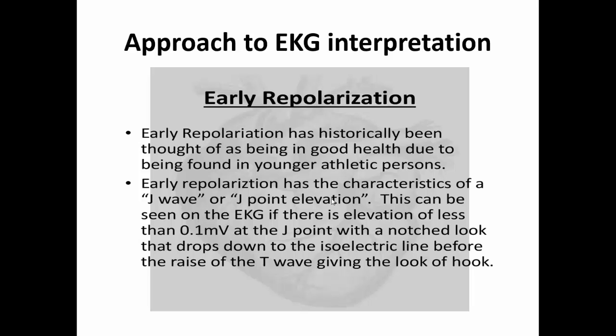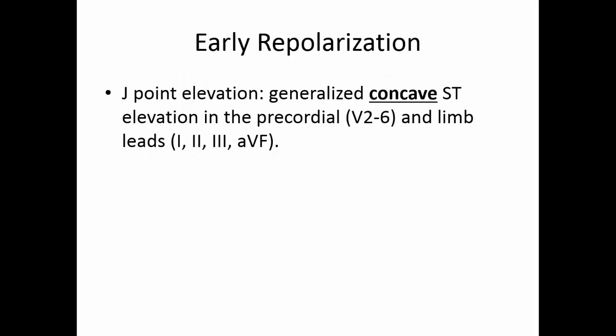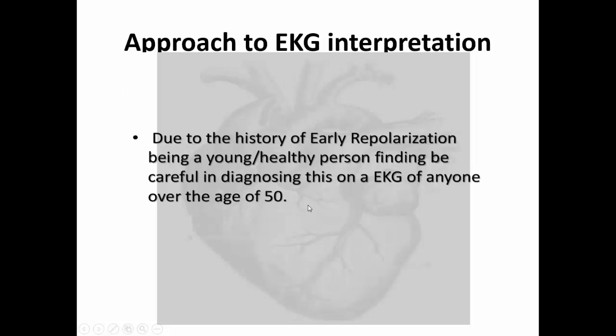With benign early repolarization, you have this J point elevation. It's generally associated with young patients that are physically active and have a fairly thin chest wall. Usually you see this concave ST elevation in the precordial leads, V2 through V6, and you may see it in the limb leads as well. And again, as I said before, this is usually young, healthy people. If you see this finding in folks over 80, be very careful. It's not nearly as common in older folks to see early repolarization.